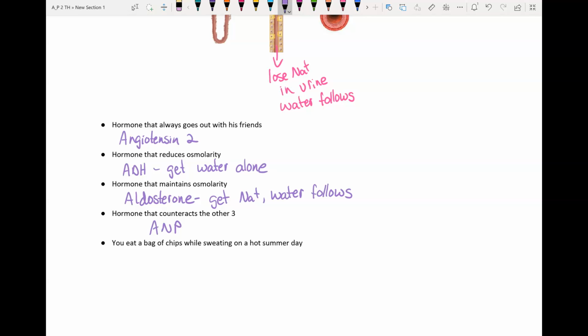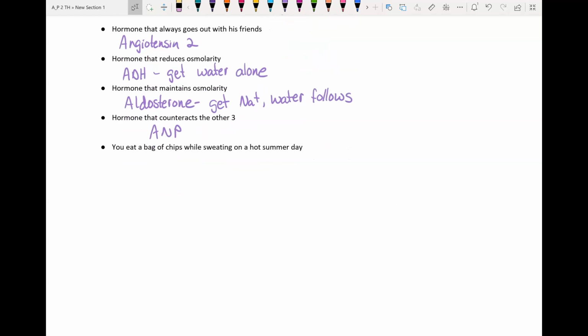Notice all these hormones start with an A. You have angiotensin II, antidiuretic hormone, aldosterone, and atrial natriuretic peptide. Three of them are all doing the same thing. Angiotensin, ADH, and aldosterone are all increasing the amount of blood volume and blood pressure. ANP does the opposite. It reduces the blood volume and blood pressure.